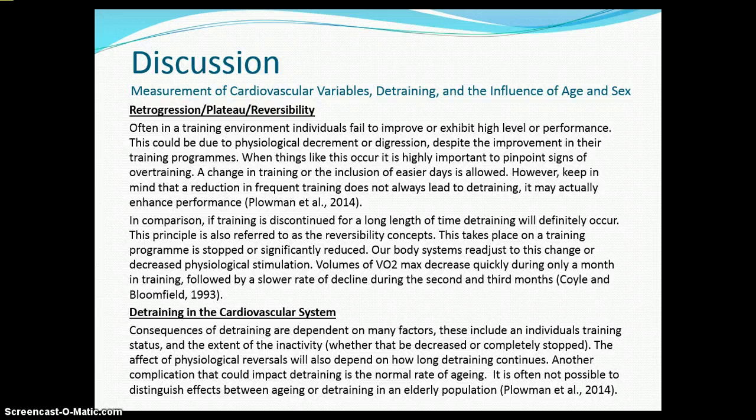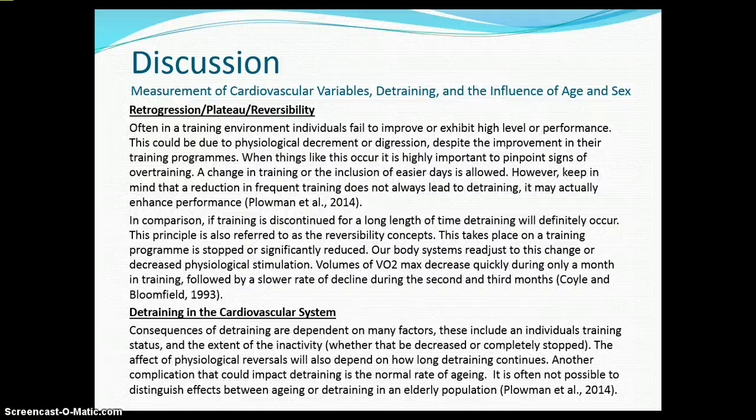In comparison, if training is discontinued for a length of time, detraining would definitely occur. This principle is also referred to as the reversibility concept. This takes place when a training program is stopped or significantly reduced. Our body systems readjust to this change or decrease in physiological stimulation. Values of VO2 max decrease quickly during only a month without training, followed by a slower rate of decline during the second and third months.